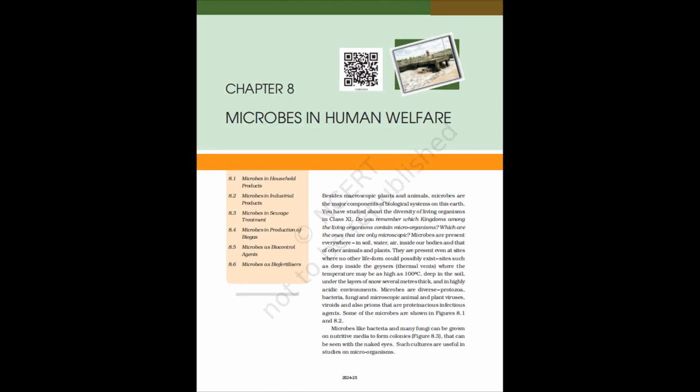Microbes are diverse: protozoa, bacteria, fungi, and microscopic animal and plant viruses, viroids, and also prions that are proteinaceous infectious agents. Some of the microbes are shown in figures 8.1 and 8.2. Microbes like bacteria and many fungi can be grown on nutritive media to form colonies, figure 8.3, that can be seen with the naked eyes. Such cultures are useful in studies on microorganisms.